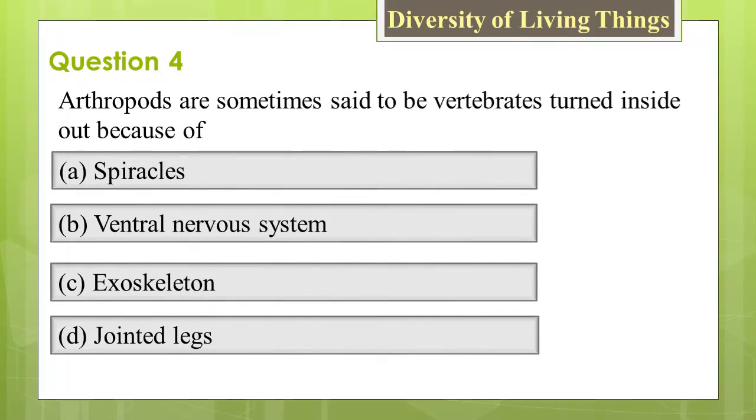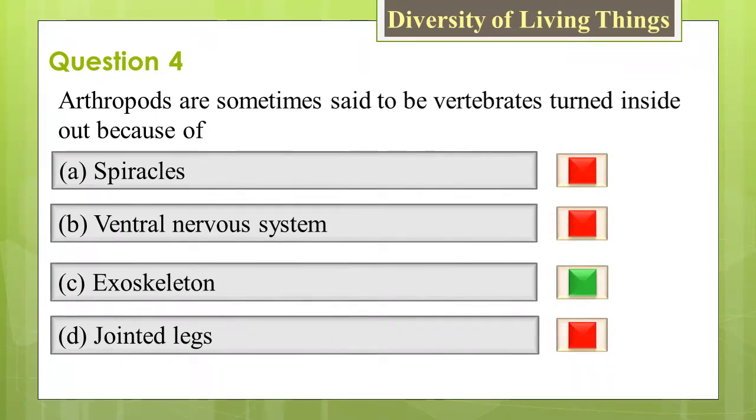Question 4. Arthropods are sometimes said to be vertebrates turned inside out because of A. Spiracles. B. Ventral nervous system. C. Exoskeleton. D. Jointed legs. Which one is the best alternative? The best alternative is C. Exoskeleton.